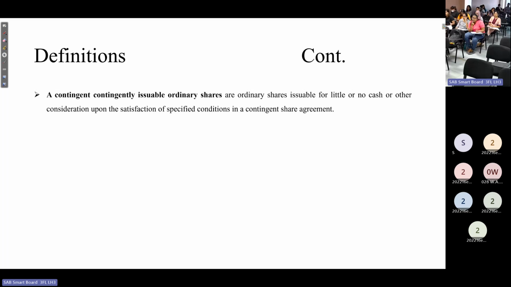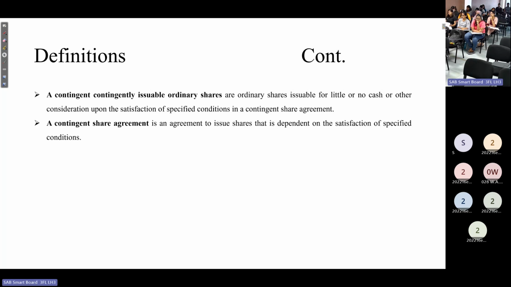Contingently issuable ordinary shares. Contingently issuable ordinary shares are ordinary shares issuable with little or no cash or other consideration upon the satisfaction of specified conditions in a contingent share agreement. That's what we said, right? Upon the satisfaction of some conditions, ordinary shares can be issued. That is called contingently issuable ordinary shares, right?